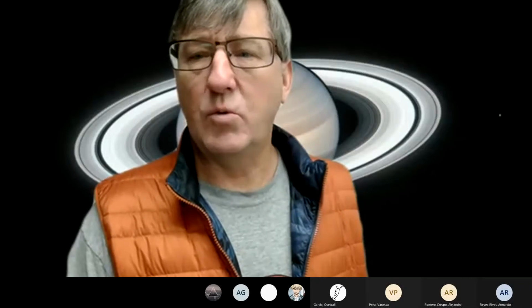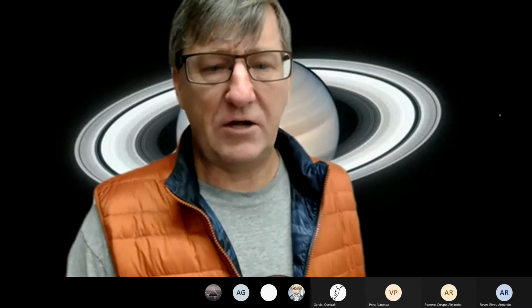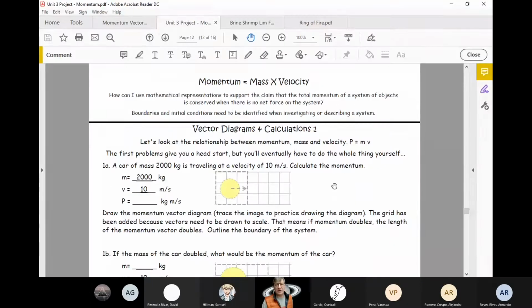All right, so we're going to pick up on page 12 of our momentum booklet. And we're going to start doing these vector diagrams, specifically momentum vectors, that are going to show the mass and the velocity. Earlier we did some velocity vectors, and those were just simple arrows. But now we have to include in our vector diagram something to represent the mass. So it's one step more complicated than a velocity vector.